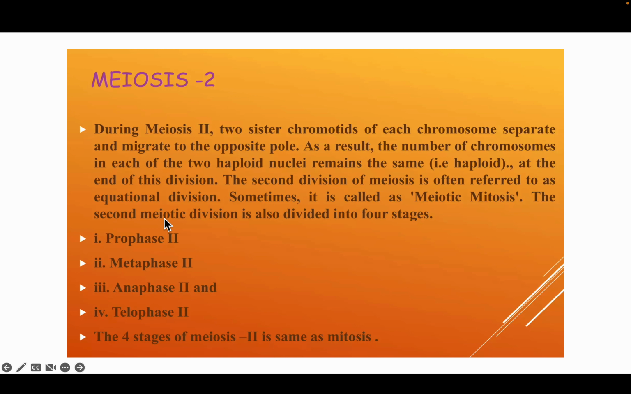The second meiotic division is also divided into four stages: prophase 2, metaphase 2, anaphase 2 and telophase 2. And the four stages of meiosis 2 are the same as mitosis.